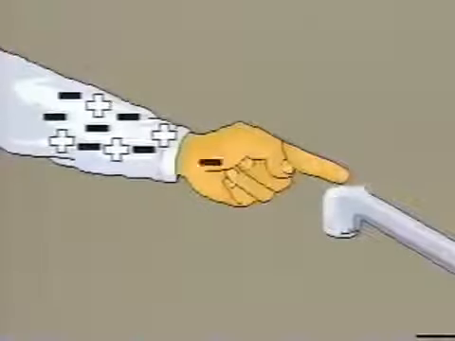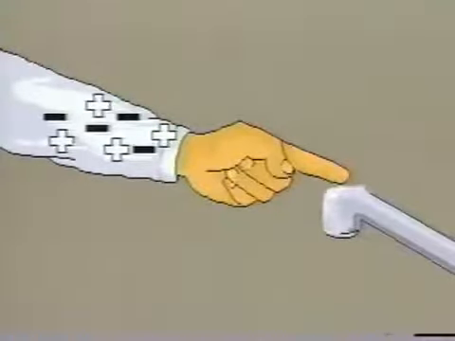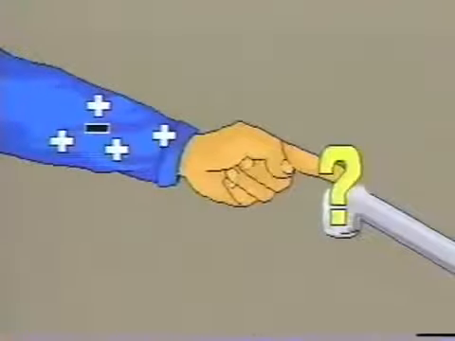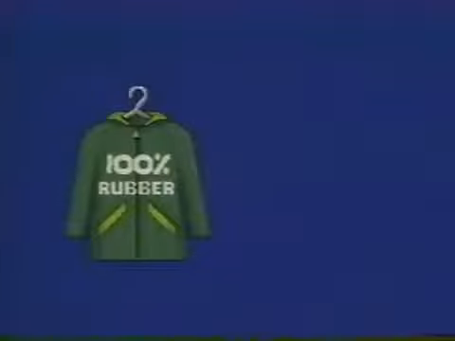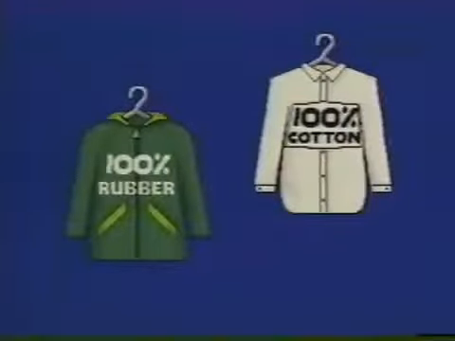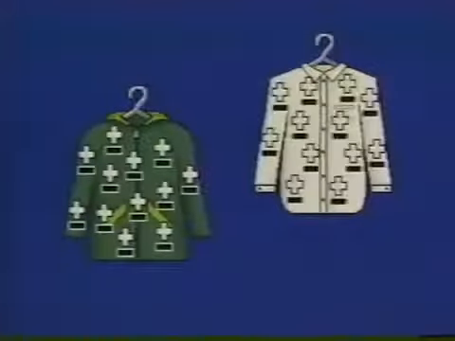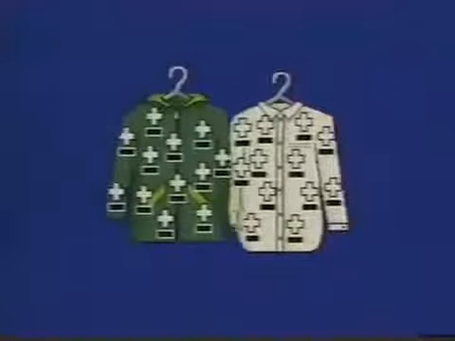So far, we have shown what happens when we carry a negative charge. But what happens when we carry a positive charge? Suppose you decide to wear a rubber raincoat over your cotton shirt. Again, the initial electrical charge on both garments would be neutral.